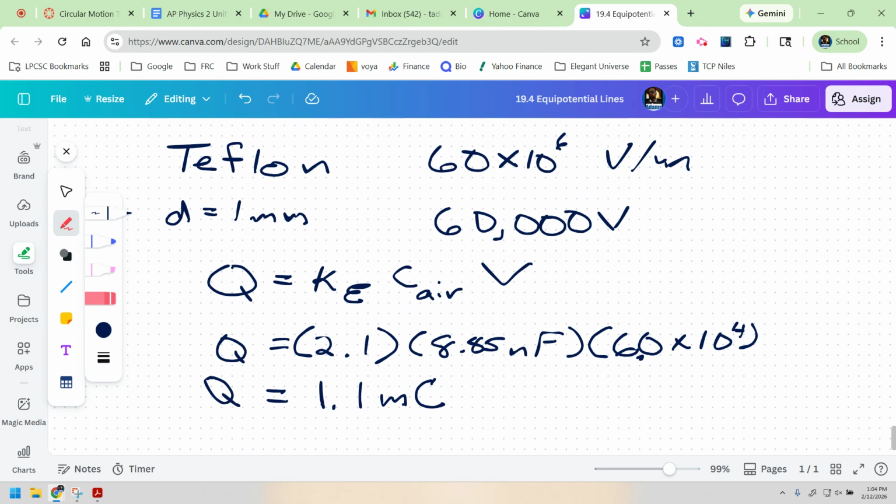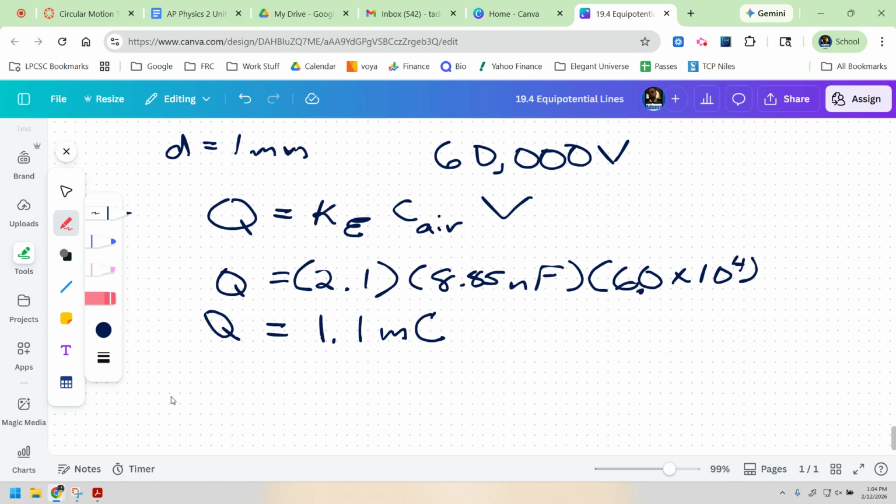Oh, I skipped the first part. So in the textbook, they said that if you built one with just air, the voltage limit would be much less, and the charge would be much less too if you did the math on the air. So with Teflon, essentially what's going on is Teflon allows 42 times greater charge.